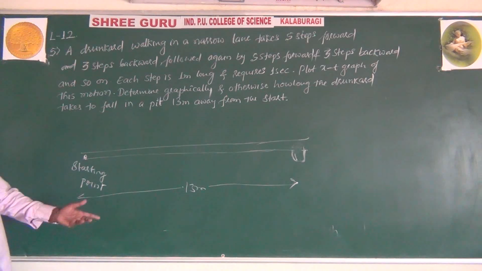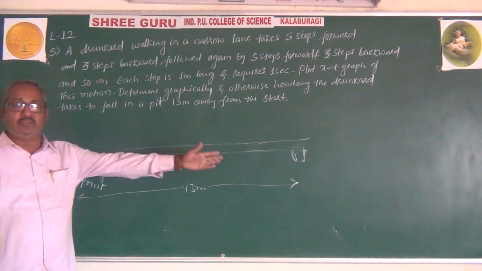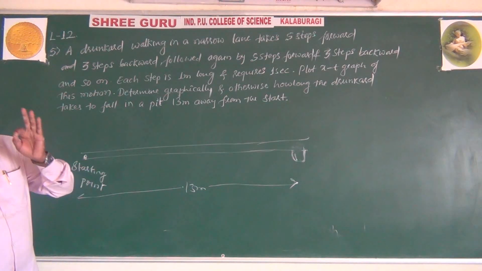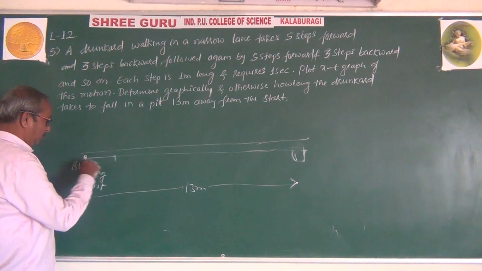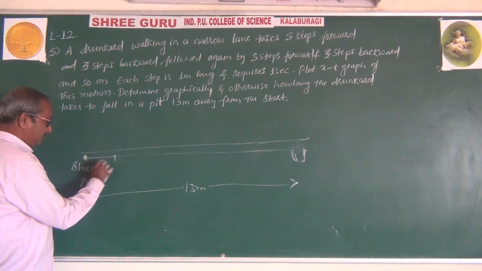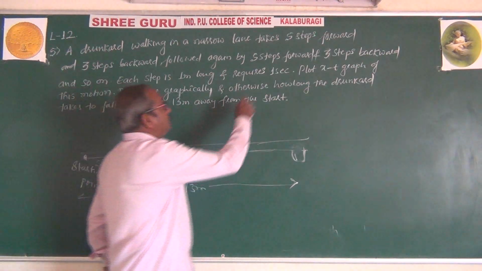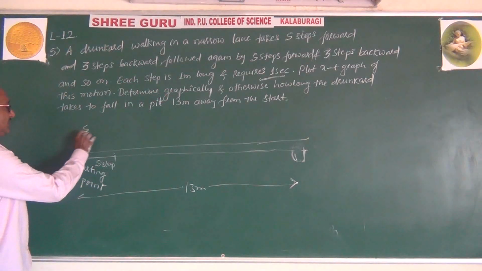He goes 5 steps forward, 3 steps back, again 5 steps forward, again 3 steps back. One step is 1 meter length. Say here is the starting point, up to this is 5 steps. For 5 steps, how much time is required? 1 second each, so 5 steps make it 5 seconds.